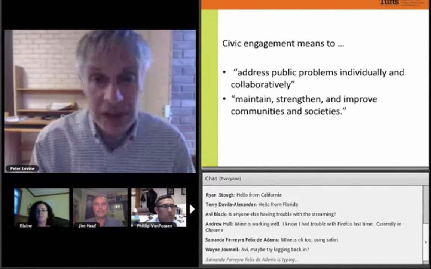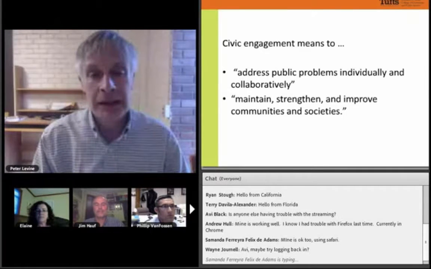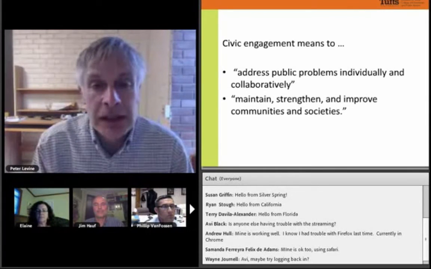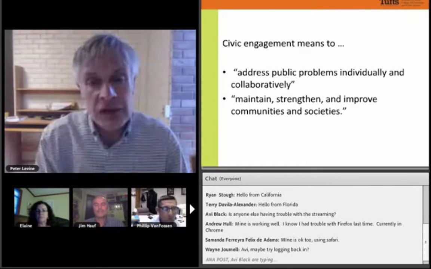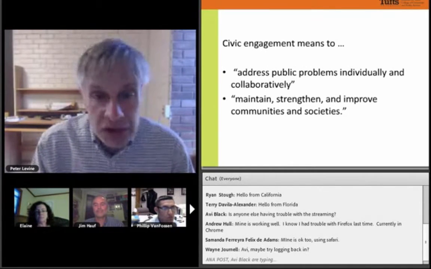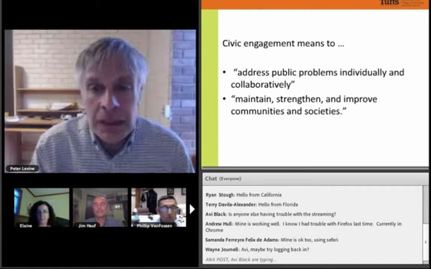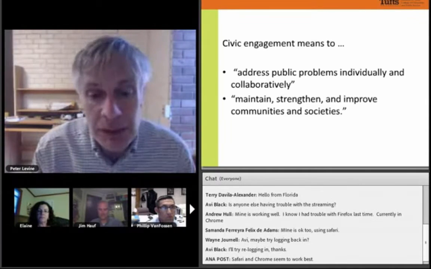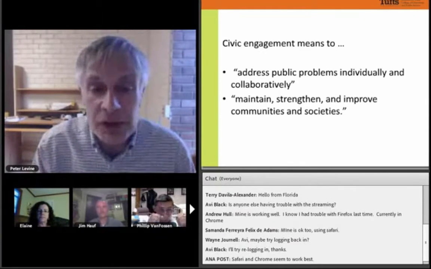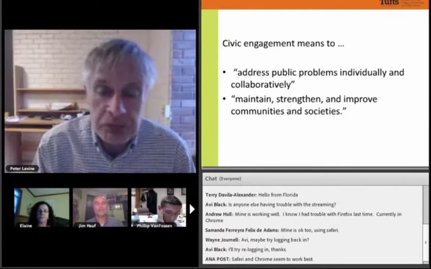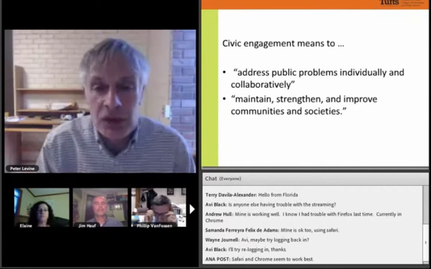So pulling two quotes out of the C3 document, civic engagement for us as authors of the C3 work meant to address public problems individually and collaboratively. It doesn't say to solve public problems, because a lot of problems really are hard to solve, but to do something about them, both as an individual, making good choices to make public problems less bad, but also collaboratively, so a lot about how to work with other people.